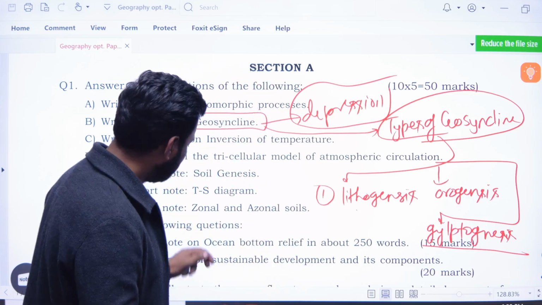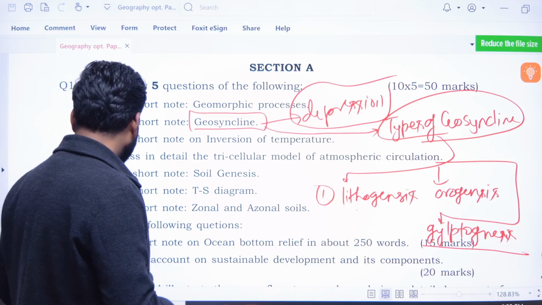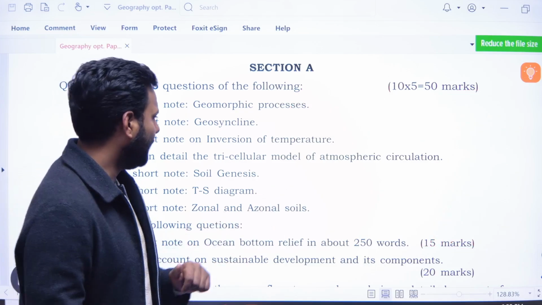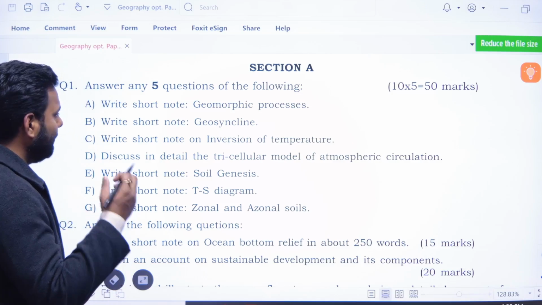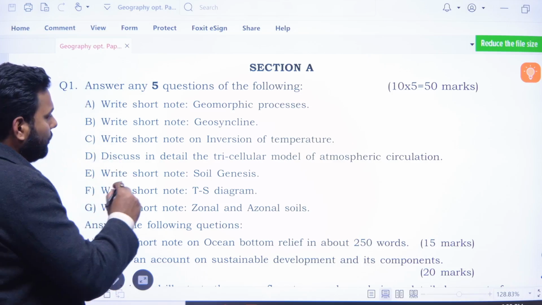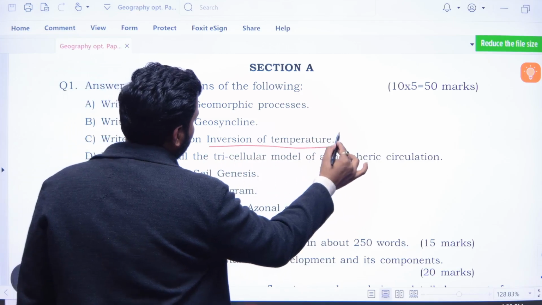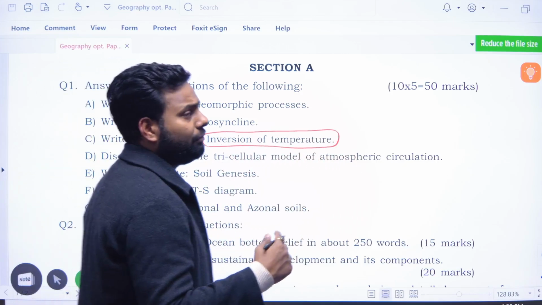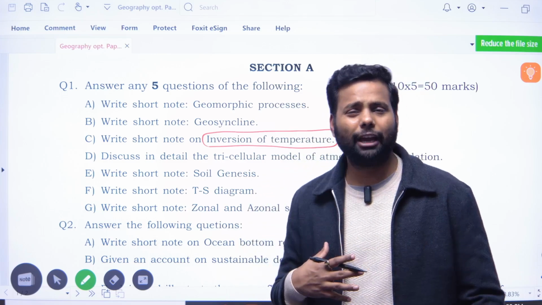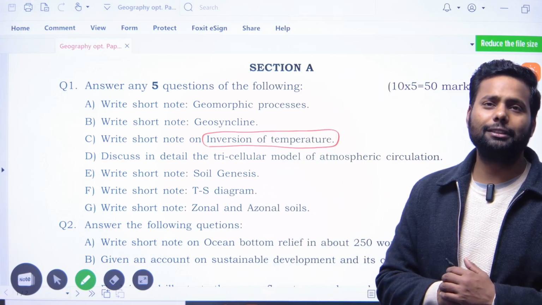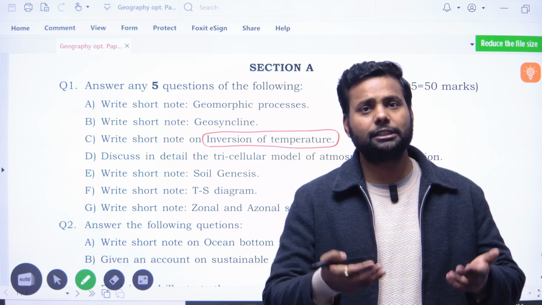So you have to simply add and write down all these factors. I hope that is clear. And the third question: write short notes on inversion of temperature. What is the meaning of inversion of temperature? Geography has the beauty that it always tells us the meaning itself.